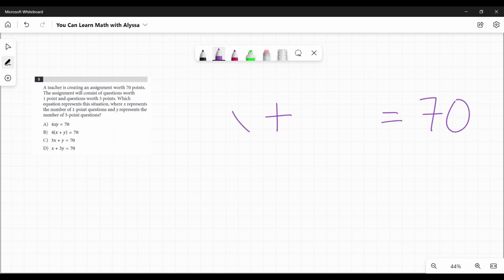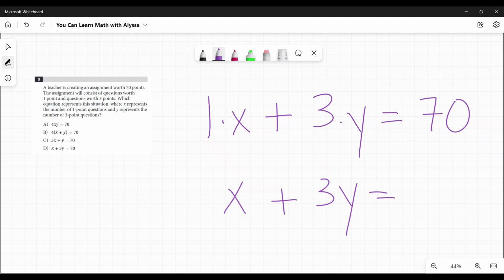I know if I put these questions worth these numbers of points together, I'm going to get 70 total. I have an unknown number of 1-point questions and an unknown number of 3-point questions. The unknown number of 1-point questions are each worth 1 point. The unknown number of 3-point questions are each worth, you guessed it, 3 points. I don't have to write 1 times x. I can just write that as x. And I don't have to write the little dot in between. I can just write that as 3y. So that's my equation: x plus 3y equals 70. My answer is D.